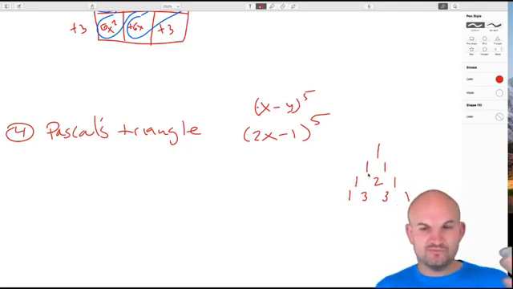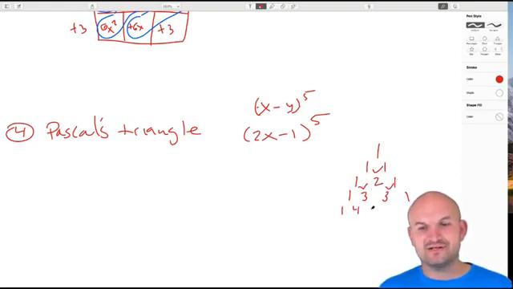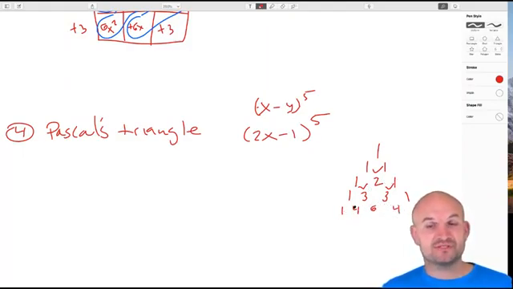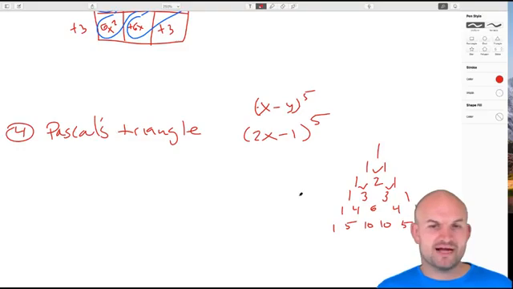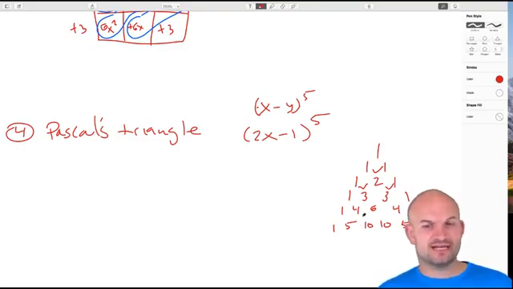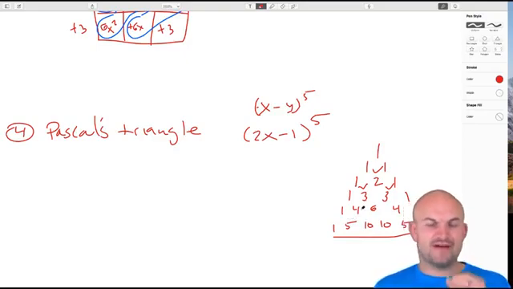Now, how do we continue building Pascal's triangle? If you notice the pattern here, 1 plus 1 is 2. 1 plus 2 is 3. 2 plus 1 is 3. And then you can continue that pattern all the way down. This is going to be a binomial to the 4th power. For this question, we wanted to know the scalars for a binomial to the 5th power, which is going to be this row. You can continue following the pattern of adding 2 terms to get to the next row.